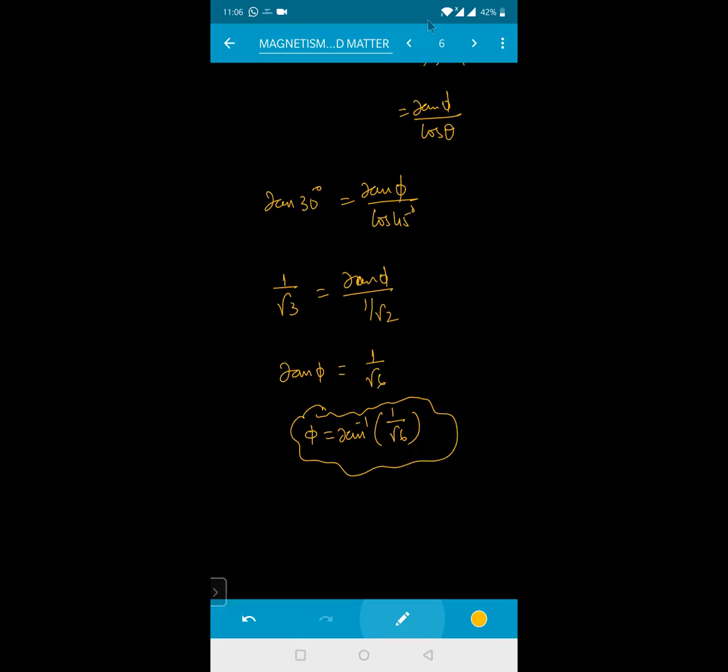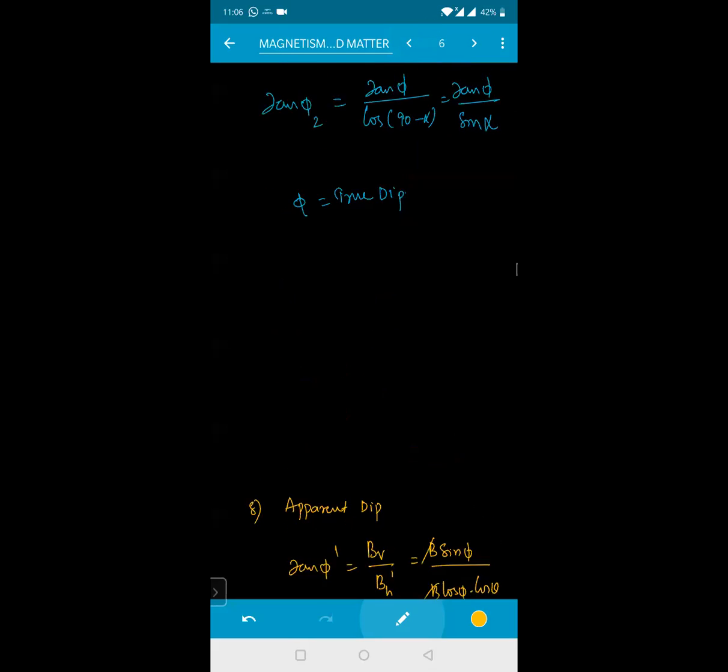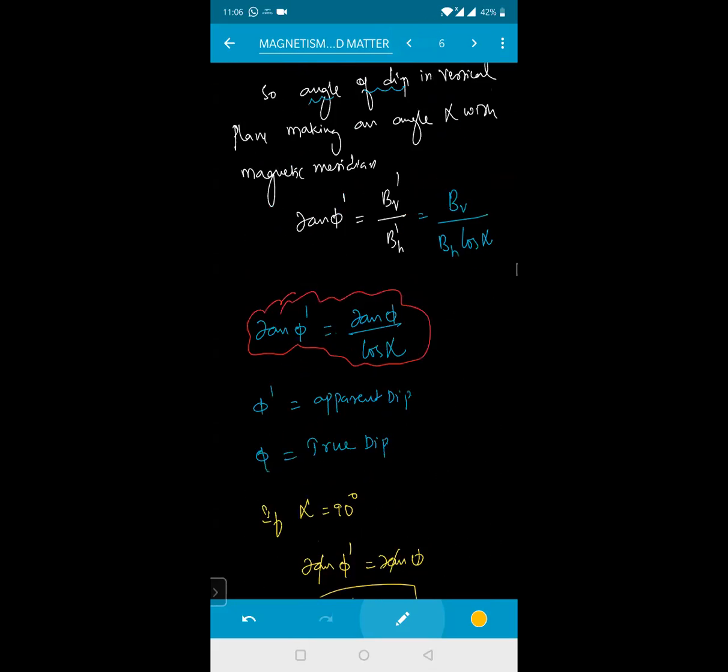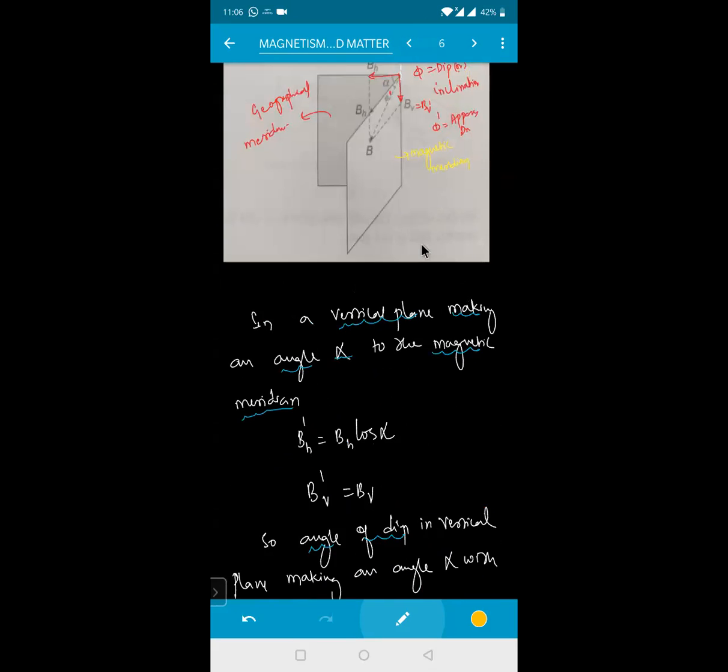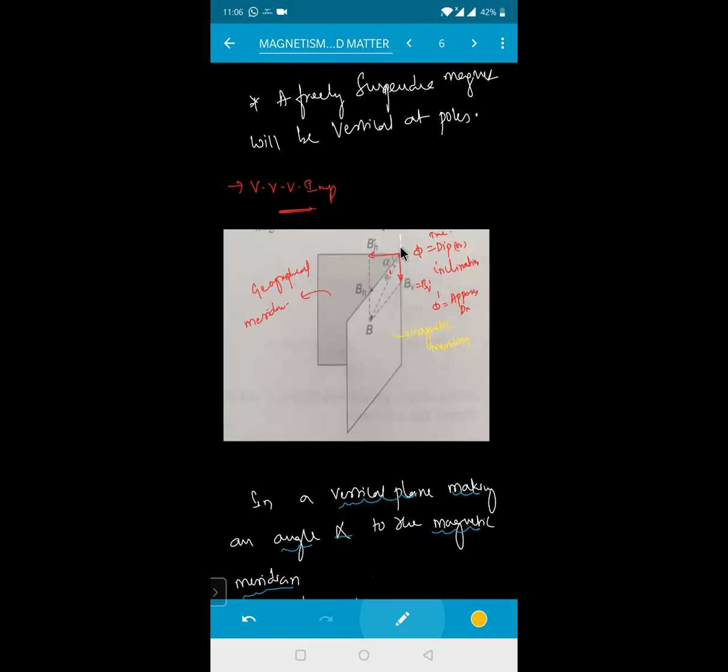Look, I will show you here. This is the relation: tan phi dash is equal to tan phi divided by cos alpha. What is alpha here? I told you, alpha is the angle between the magnetic meridian and the vertical plane.